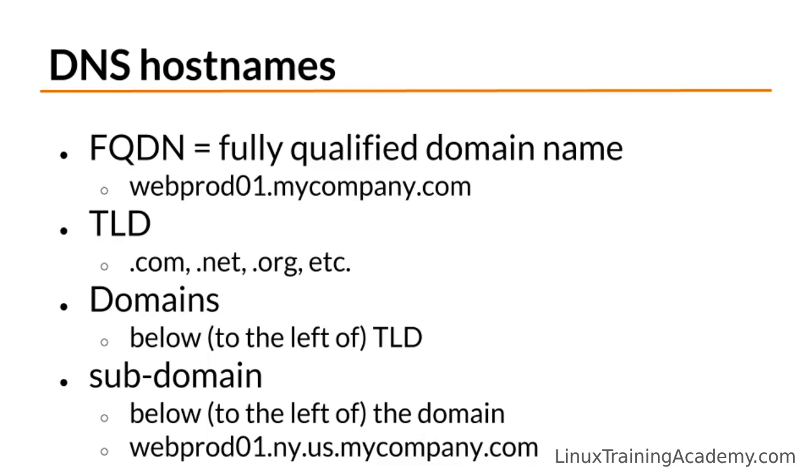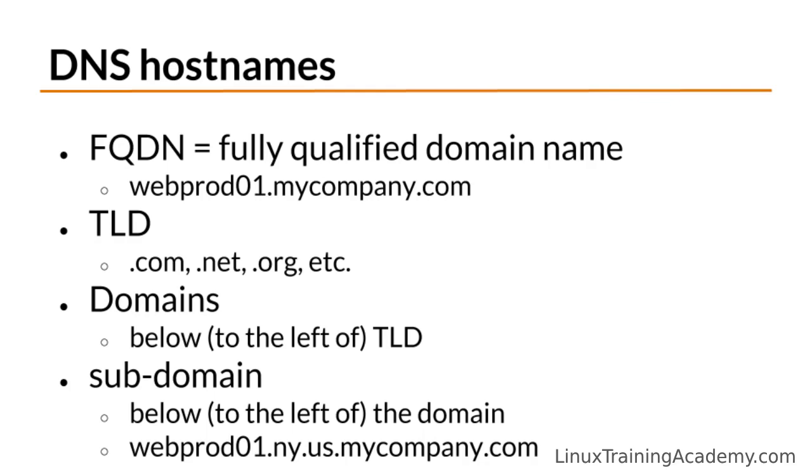TLD stands for top-level domain, and it's the rightmost portion of a DNS name. Common top-level domains include .com, .net, and .org, but there are actually hundreds of other top-level domains. A domain appears just to the left of a top-level domain. This is often a company name, an organization name, or even a brand name. The FQDN, or long host name, of our Linux server would contain at least 3 strings separated by a period. For example, its FQDN could be webprod01.mycompany.com.